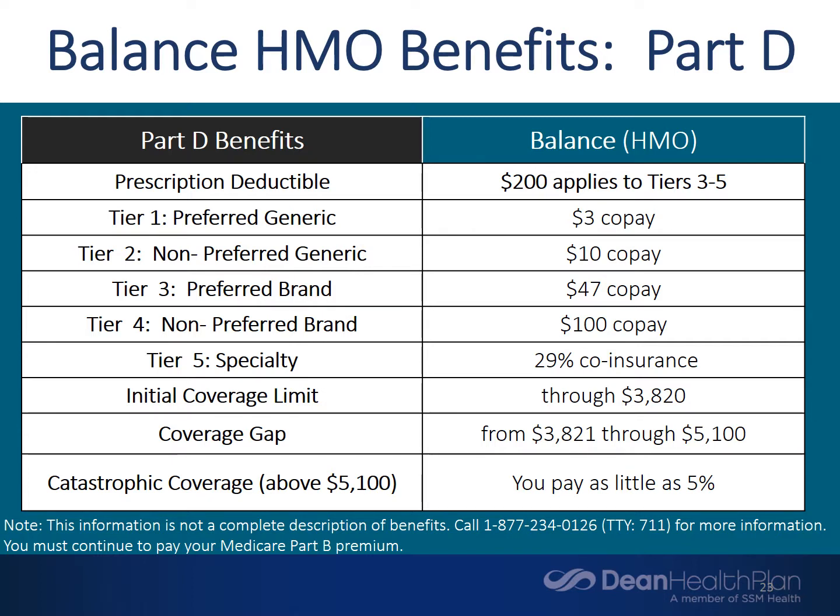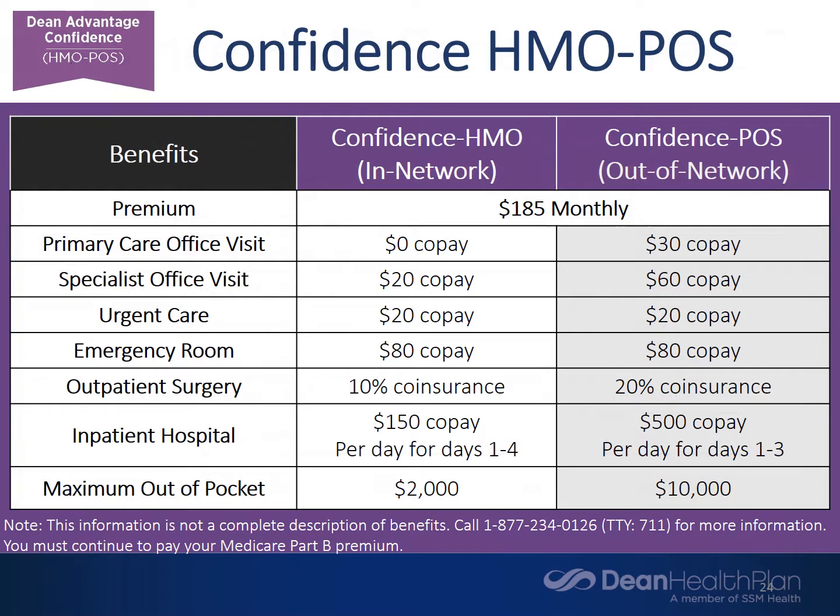The initial coverage limit is until you and Dean have together paid $3,820. The coverage gap is from $3,821 through $5,100. Once you reach the catastrophic coverage, you may pay as little as 5%. The Confidence Plan has a $185 monthly premium.